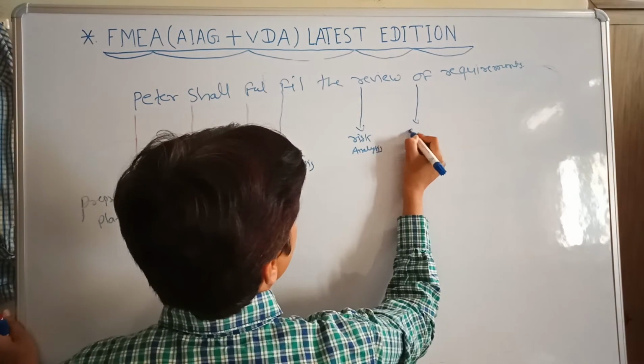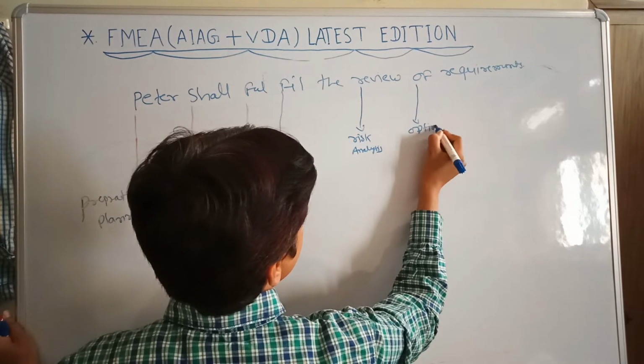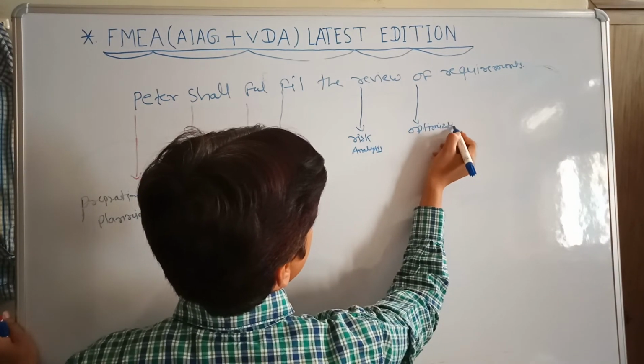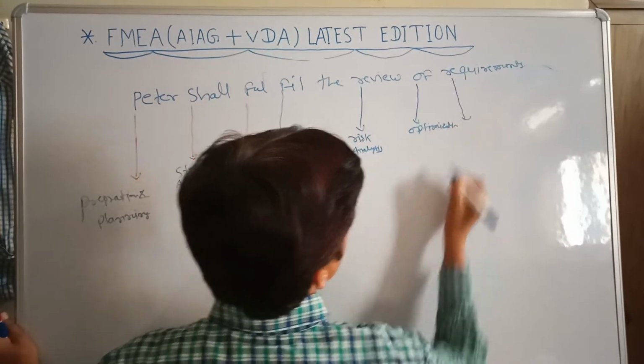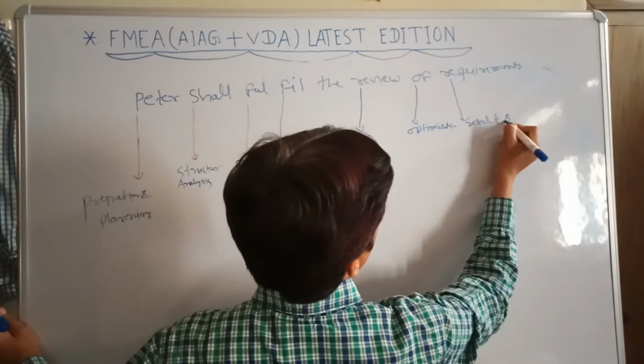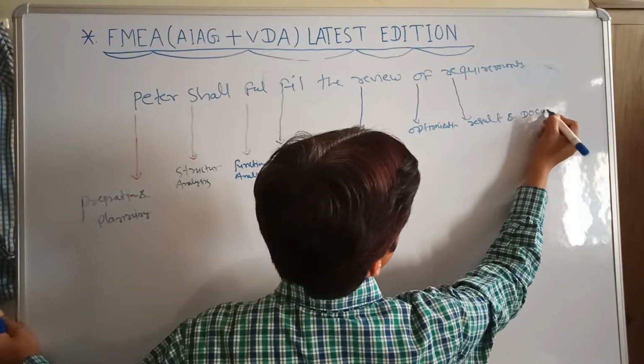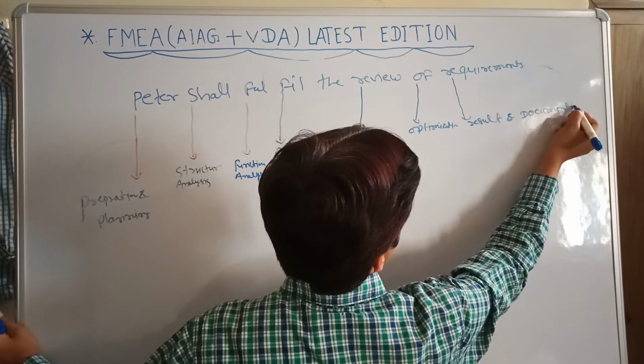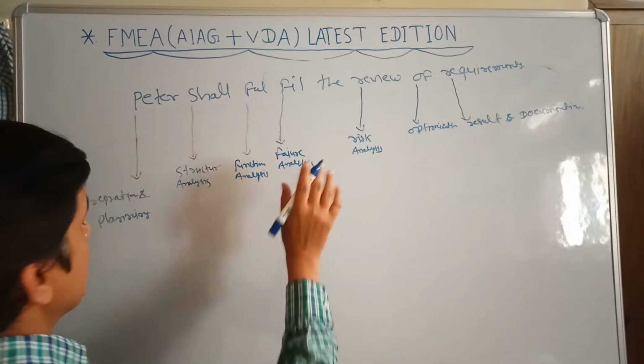O defines the optimization. R is the result and documentation. That is all 7 steps.